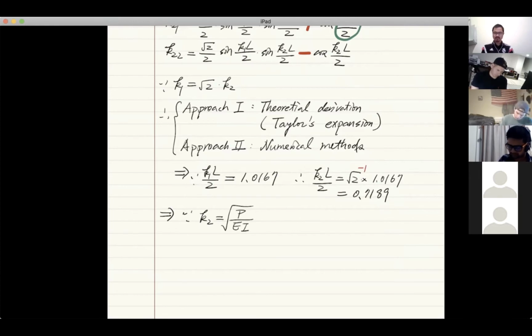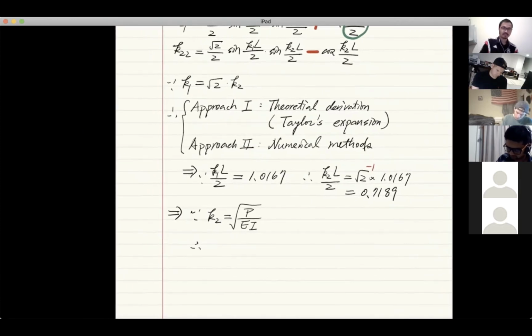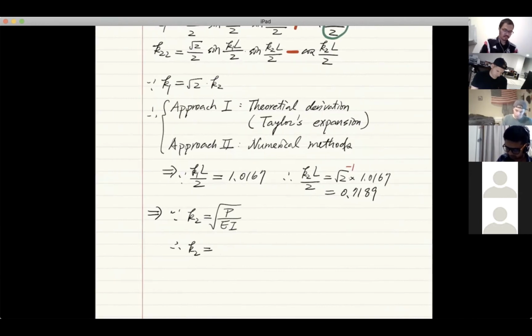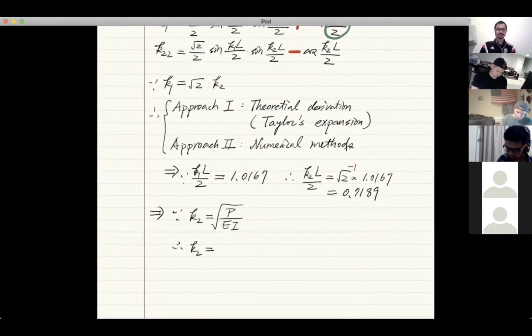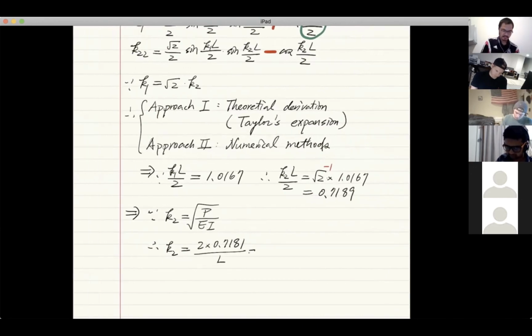And you already know the value of K2 times L over 2. So you might have this expression, which is to say that K2 is just whatever the value you have at this point, 0.7189. So you can say 2 times 0.7189 divided by L. This whole thing equals the square root of P over EI. Right? So what I did was just move all these terms from here to here. That's all I did.